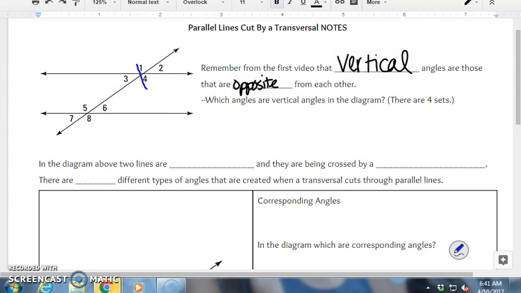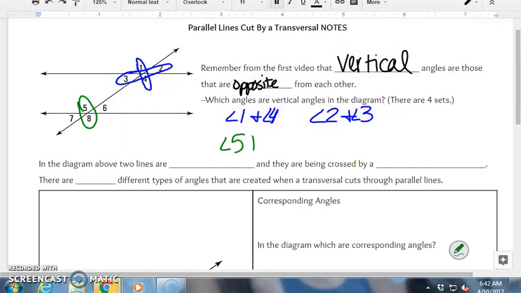So up here, angle 1 and angle 4 are vertical. That means angles 2 and 3 are vertical. And then down below, angles 5 and 8 are vertical. And then angles 6 and 7 are vertical. Okay, so there's 4 different sets of vertical angles in this diagram.